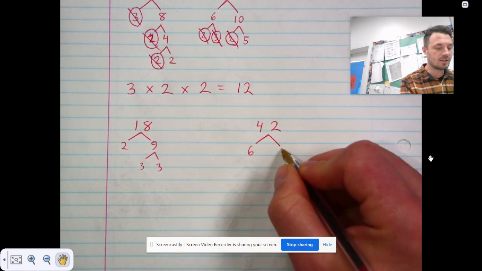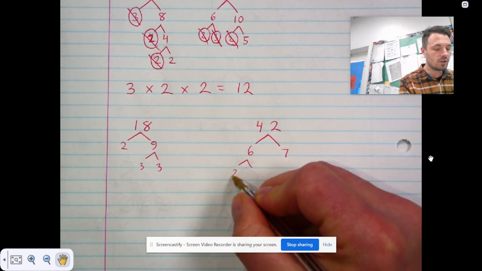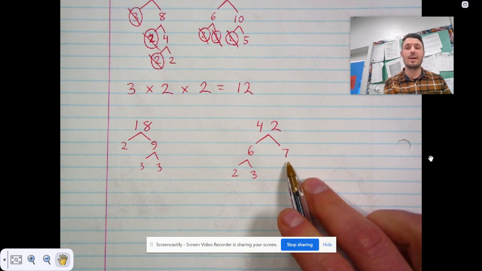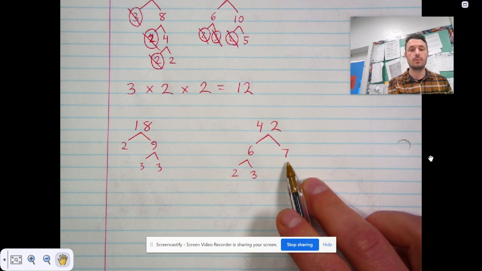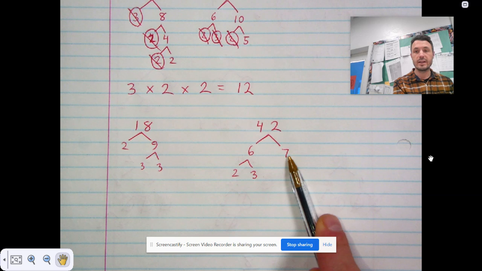Now, 6 times 7 is 42. 7 is prime. 6 is not. 2 times 3 is 6. And again, why is 7 prime? Because only 1 times 7 equals 7. Nothing else can be multiplied together to equal 7. Okay, now we have only prime numbers left in both lists.